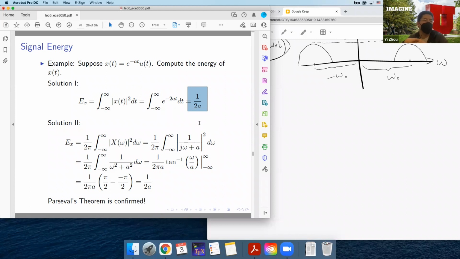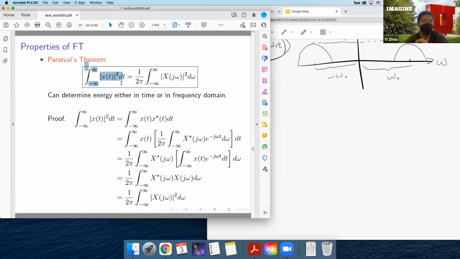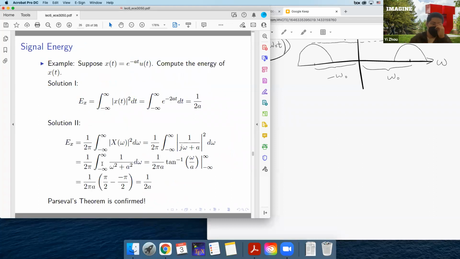The other one is, of course, by leveraging the Parseval theorem. So instead of looking at the signal energy in the time domain, we can look at this one in the frequency domain. And to do that, we need to first have the Fourier transform of this signal. So by the Parseval theorem, the signal energy can be also calculated by such an integration in the Fourier domain. But then we need the spectrum of this signal. And this is very easy to calculate. From that list of tables, we know that the spectrum is given by 1/(jω+a).